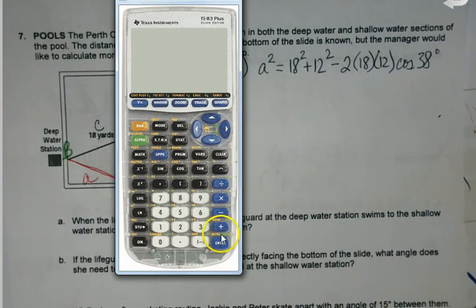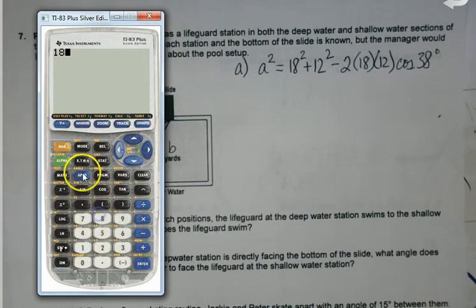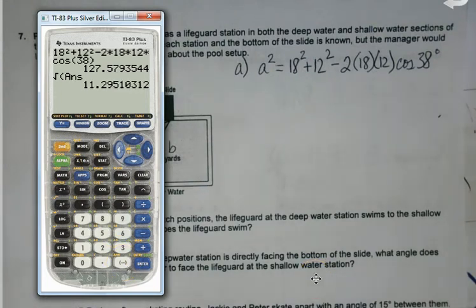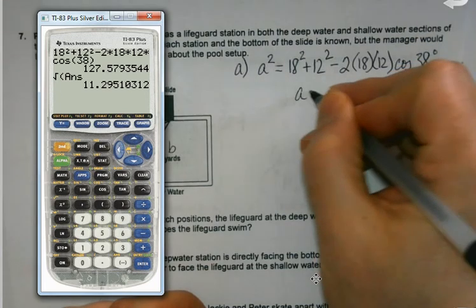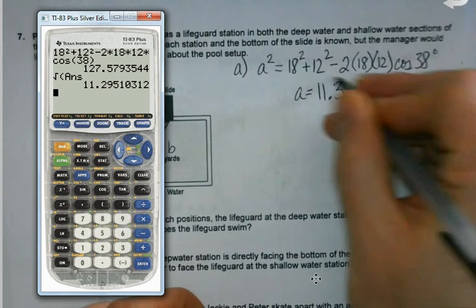And again, the calculator does all the heavy lifting for us. We just have to be careful to be sure we get everything typed in correctly. 11.3. And then take the square root of that answer that we got. So A is going to be 11.3 yards.